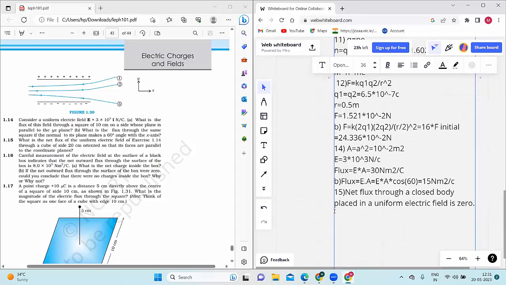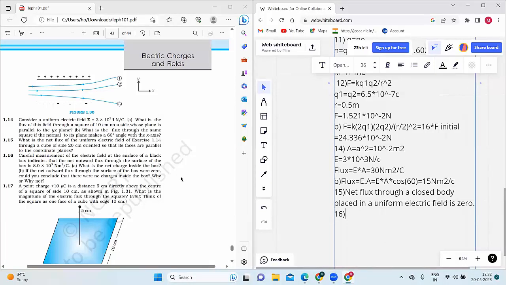It is because the flux entering the body through one surface will leave through another surface. So the net flux linked with the body will be zero. So in this case also, the net flux linked with this closed cube will be zero.